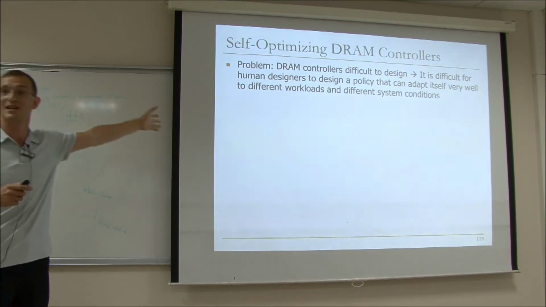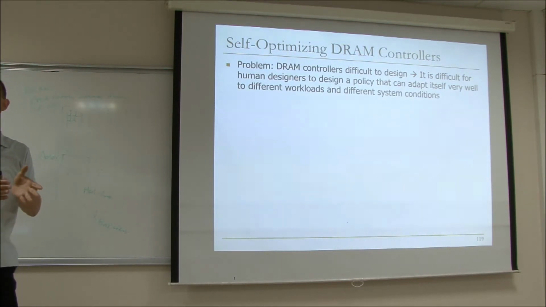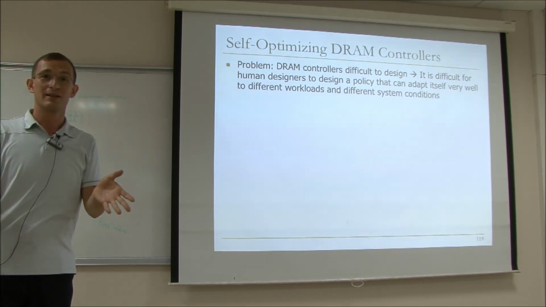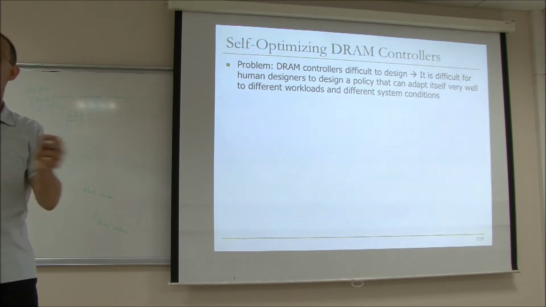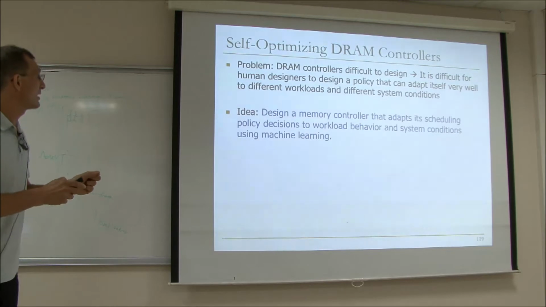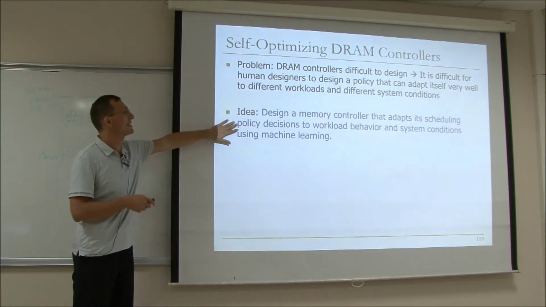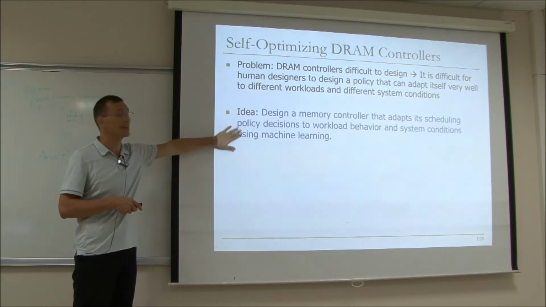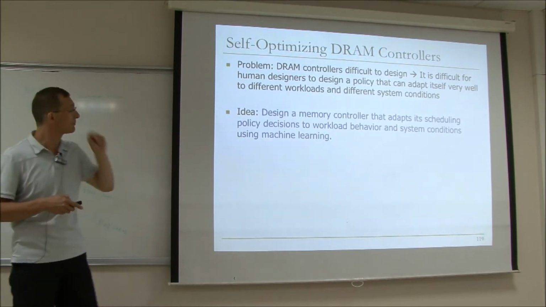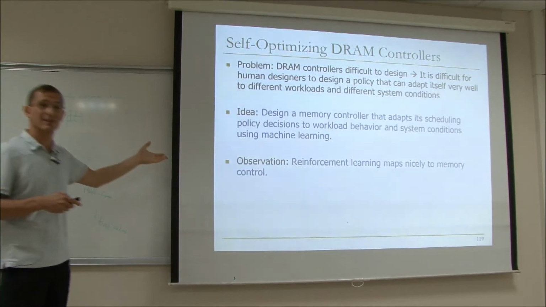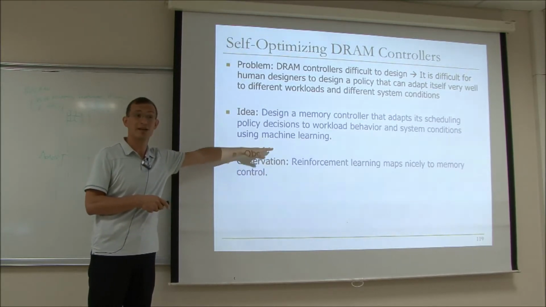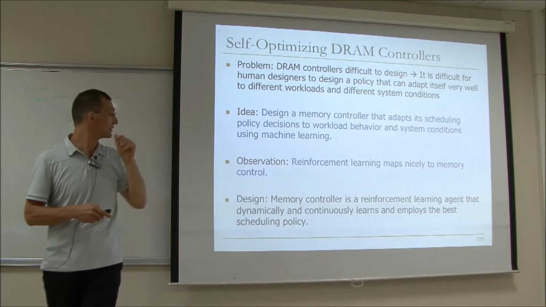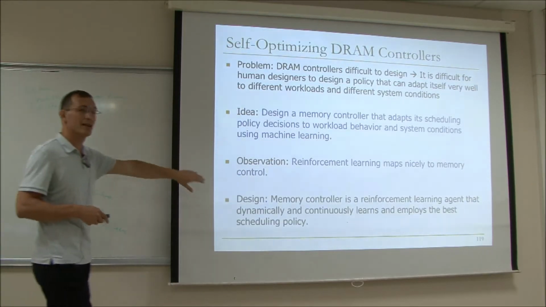If you look at the previous policies, first come, first serve, human designer dictates the policy. First ready, first come, first serve. The goal is to maximize row buffer hit rate. And the human designer again dictates the policy, right? And the policy doesn't change over time. Our idea was to design a memory controller that adapts its scheduling policy decisions to the workload behavior and system conditions using machine learning. And observation was simple. Basically, reinforcement learning method maps nicely to memory control. And I'll show you an example.